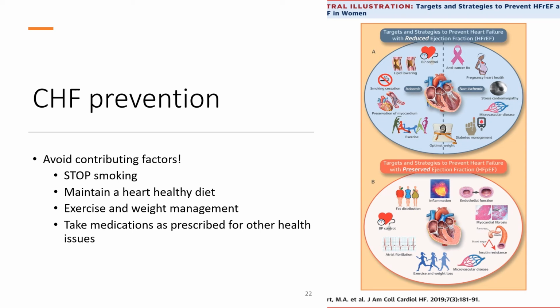The best way to prevent heart failure and/or control symptoms is to avoid contributing factors. The best thing a patient can do is to not start smoking, but if he already has, then stop immediately. Smoking is the leading cause of atrial damage, which is also a leading cause of heart failure. Maintaining a heart-healthy diet is another important prevention factor.